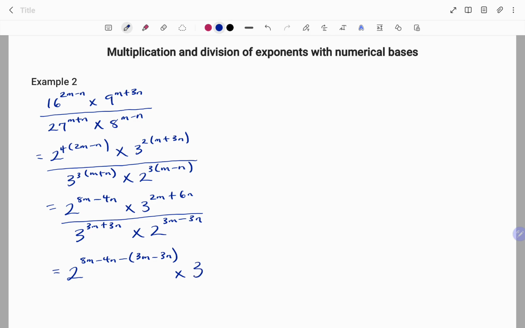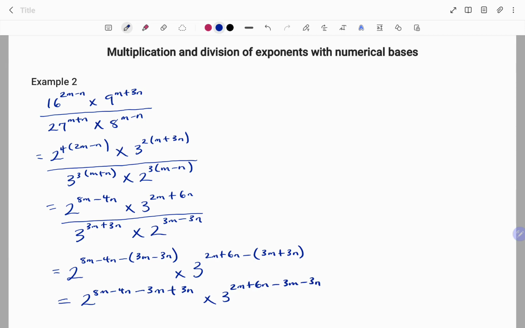Then I start with my 3. At the top, I have 2m plus 6n minus, I'm going to do the same thing, put it in a bracket because it's an expression, 3m plus 3n. Expanding the brackets and collecting like terms, I'm going to have 2. I still have my 8m minus 4n. The minus outside is going to change all the signs inside. So that's plus 3n. Then for 3, I have my 2m plus 6n minus 3m minus 3n.